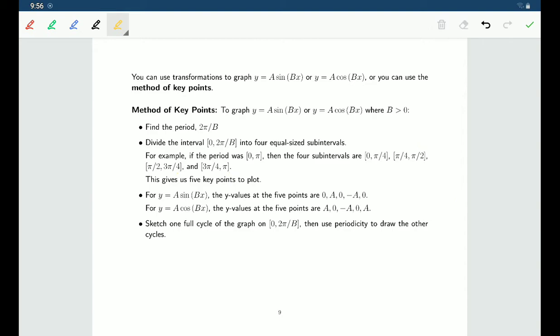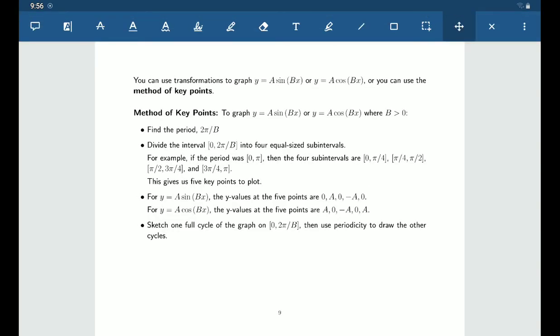So that's our idea here: you take our period, chop it into 4 pieces, and we'll look at the amplitude and use that to figure out the 5 key points. Once we've plotted our 5 key points, connect the dots to make a cycle. And then if you need to draw more than one period, that's all you need to do, just repeat your graph a second time. And we're going to do a couple of examples of this.